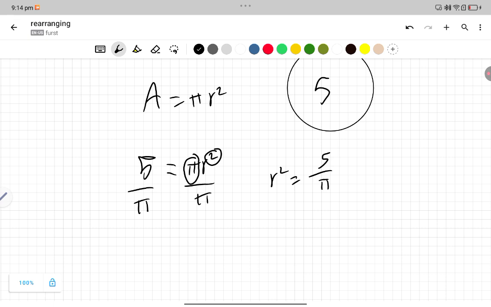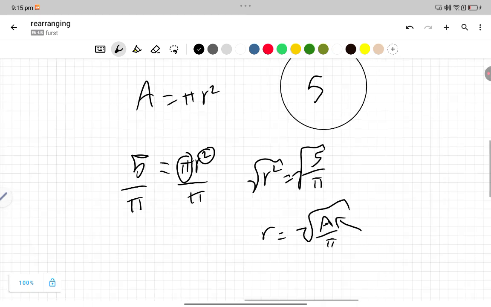Now what's happening to r? It's being squared. How can we get rid of the square? We take the square root. Square rooting both sides, r equals the square root of 5 over pi. Now we can find r pretty easily, right? The 5 is the area, so if we have the area, it's pretty simple to find r: sub in A, and put it in the calculator.